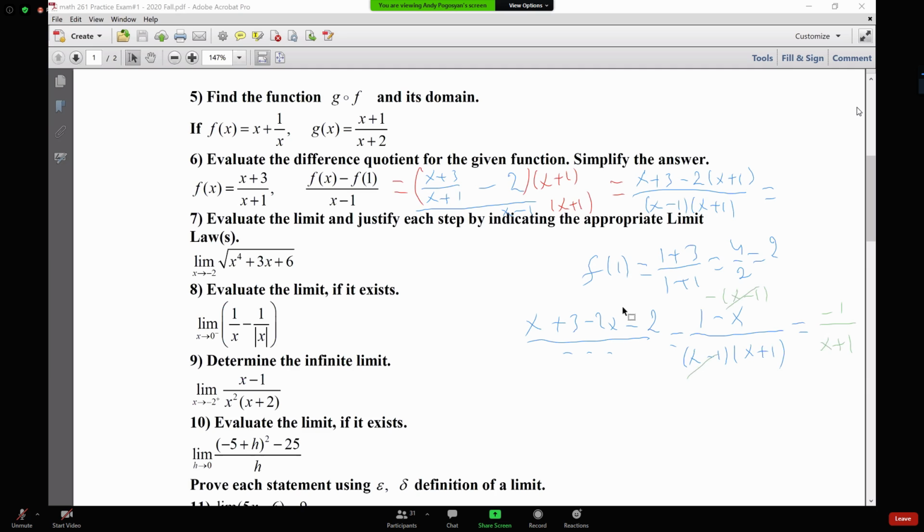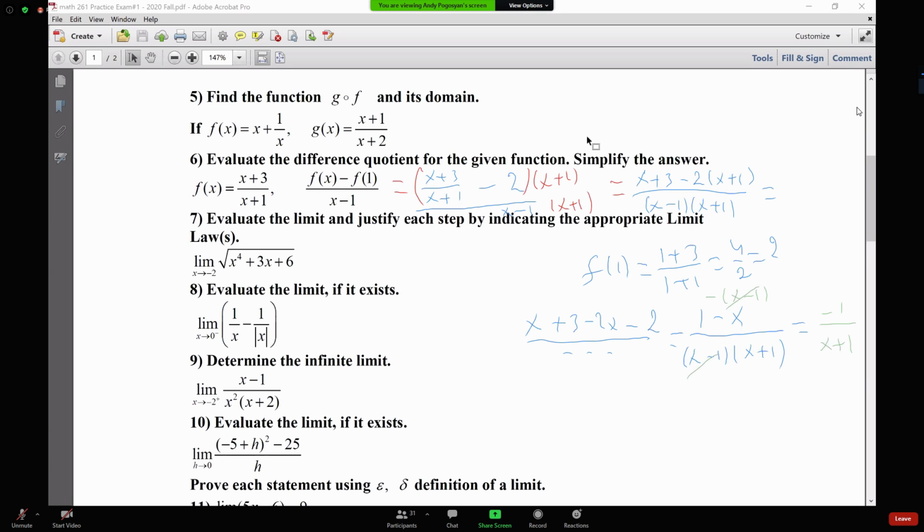Okay, let me just check my work. Because you have x plus 3 there, minus 2, it should be positive 1. So if you do everything correct, x minus 1 should be a common factor. You should be able to get rid of the denominator.